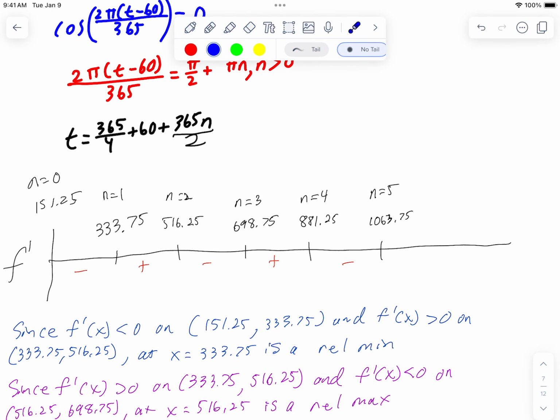Okay, so here's my increasing-decreasing chart. I used a lower bound of when n is 0 because I know that I want t to be greater than 0. So when n is 0, t ends up being 151.25. So then I went to when n is 1, n is 2, n is 3, n is 4, n is 5, just to use a few of the critical values so I can see that pattern of maximums and minimums that I was talking about. Here are the values that come out when n is 1, 2, 3, 4, and 5.